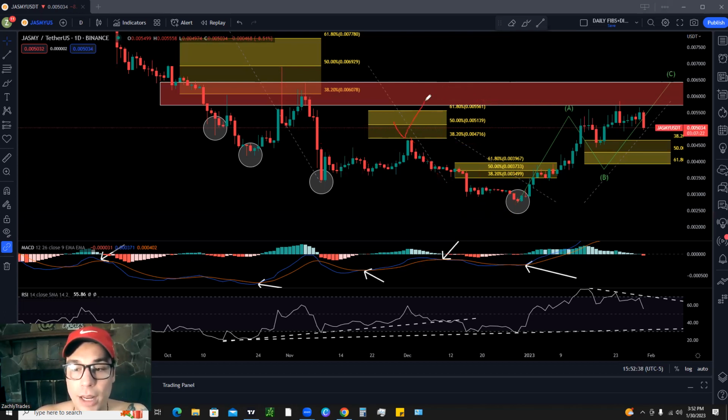Rather, you would look for a breakout and then a retest, right? Which is what we ended up getting over here. You see, we broke out, we come back down, we retested our 50% retracement level right here, and then we continued up higher. Right. And that's kind of what you're going to be looking for.